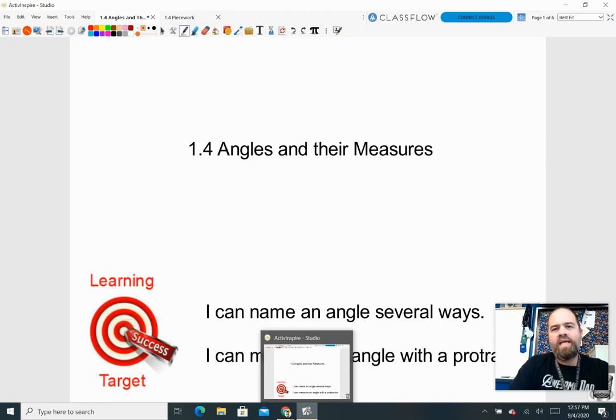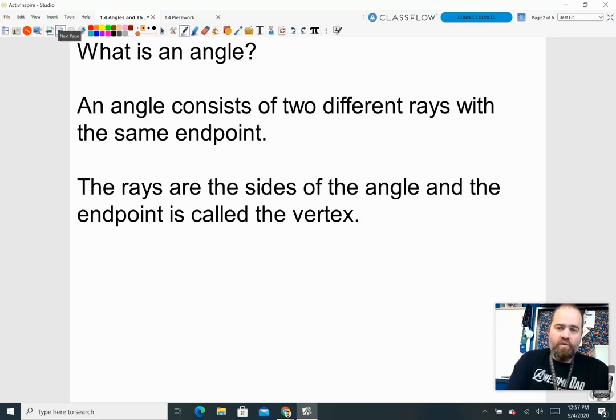Today I want to discuss how to name and measure an angle in geometry. Naming an angle can be kind of complicated because there are so many different ways to do it, but I'm going to show you the way I expect you to do it and the way I need you to do it. But first things first, what exactly is an angle?